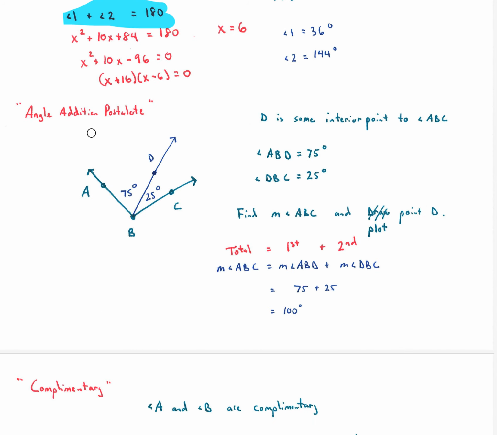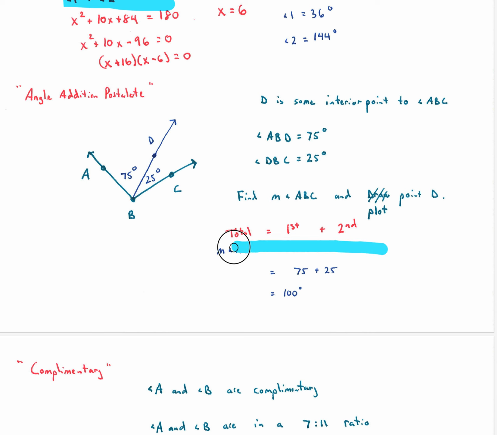Angle addition postulate, same thing as the segment addition postulate. It just says first part plus second part equals total. And that's what this is saying here. Again, if you know one of them is 25 and the other one is 75, then the total has to just be 100. It's that easy.